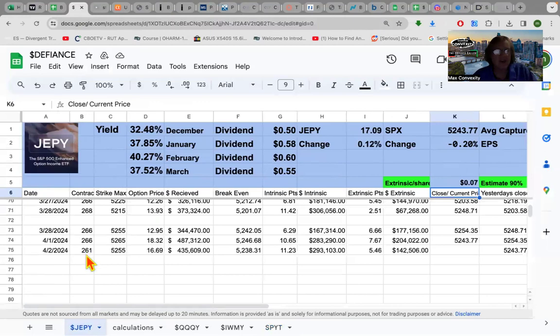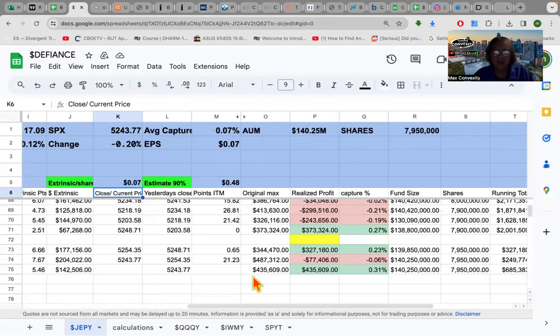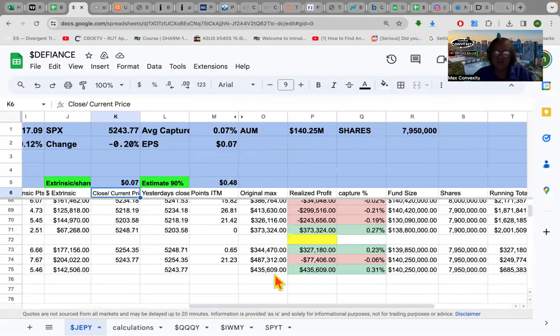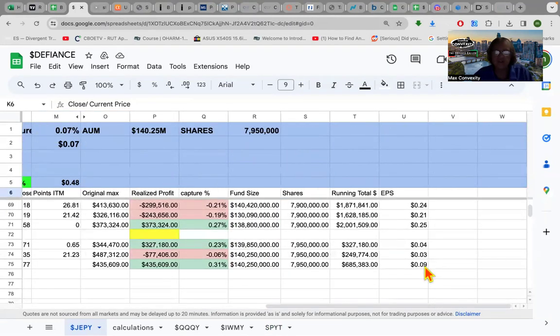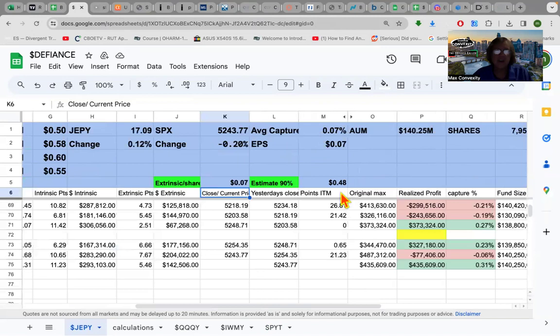We have these guys sold the 52.55 strike 261 times for 16.69. So that makes the break even 52.3831. Break even, of course, is the strike price minus the option price. That's your break even. All right. These guys are going for 435,000. Take them to 9 cents positive on the month and a dividend estimate of 48 cents so far.